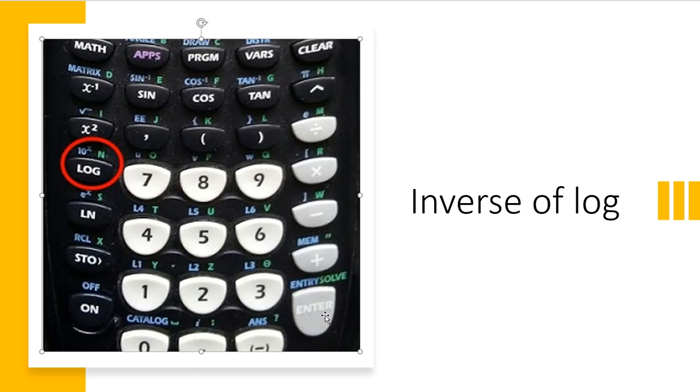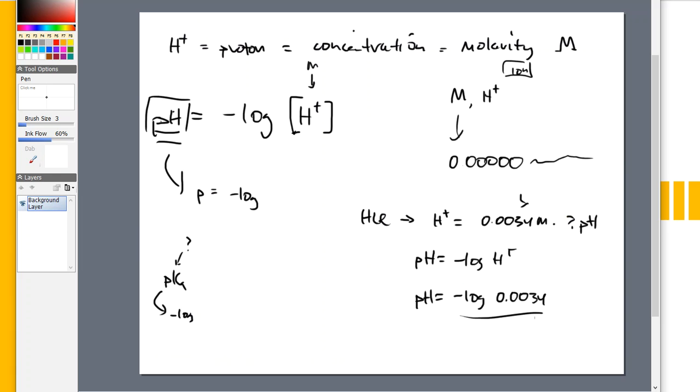If you don't have one of these fancy calculators, it's fine. You probably have a log button. The order in which you enter it might be different, but your log button is going to be present. It's just a matter of how you actually use it. Do you push it before the number or after the number? That depends on the calculator manufacturer. All right? So there is your log function on a calculator when you need it, and that is how we solve these types of problems.